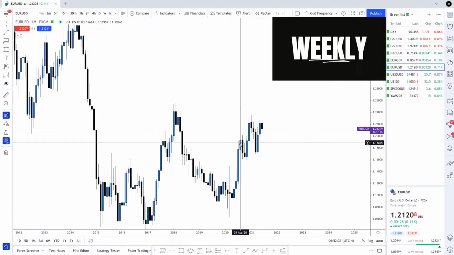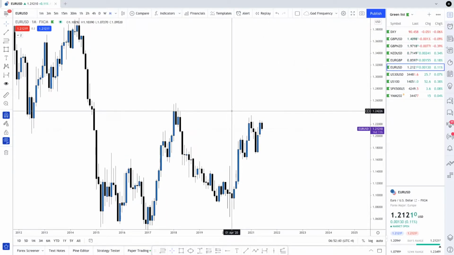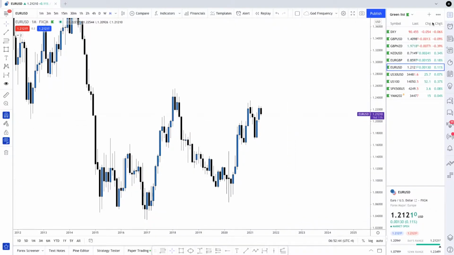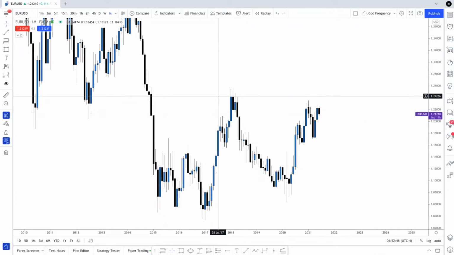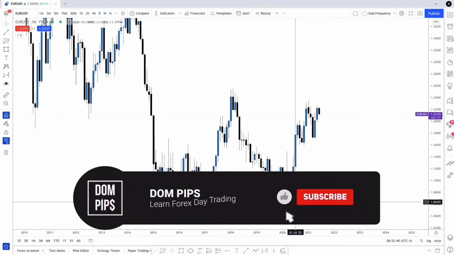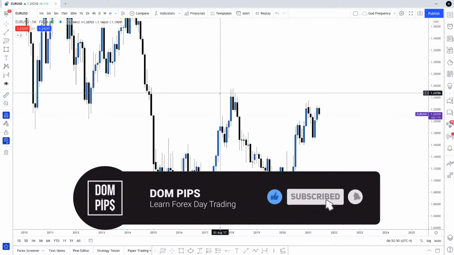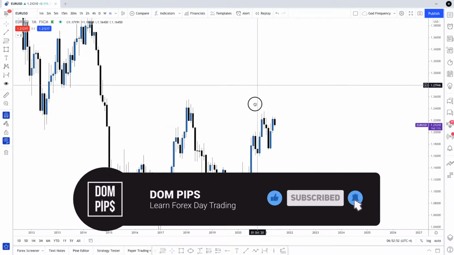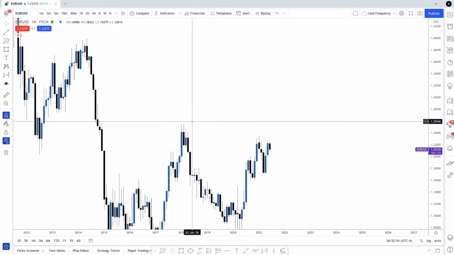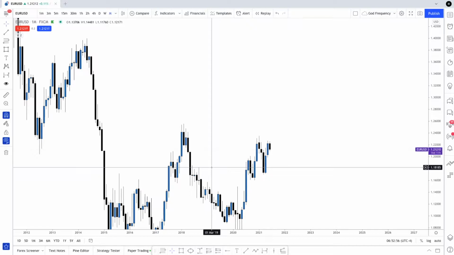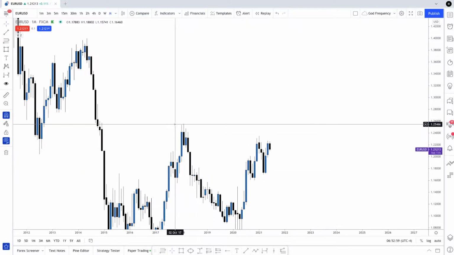EURUSD weekly analysis for June 14th. So we start just like everything else, from the top down at the monthly. We're looking at where liquidity is and what most likely the next draw on liquidity. That's pretty explanatory. That's kind of the idea behind smart money concepts.